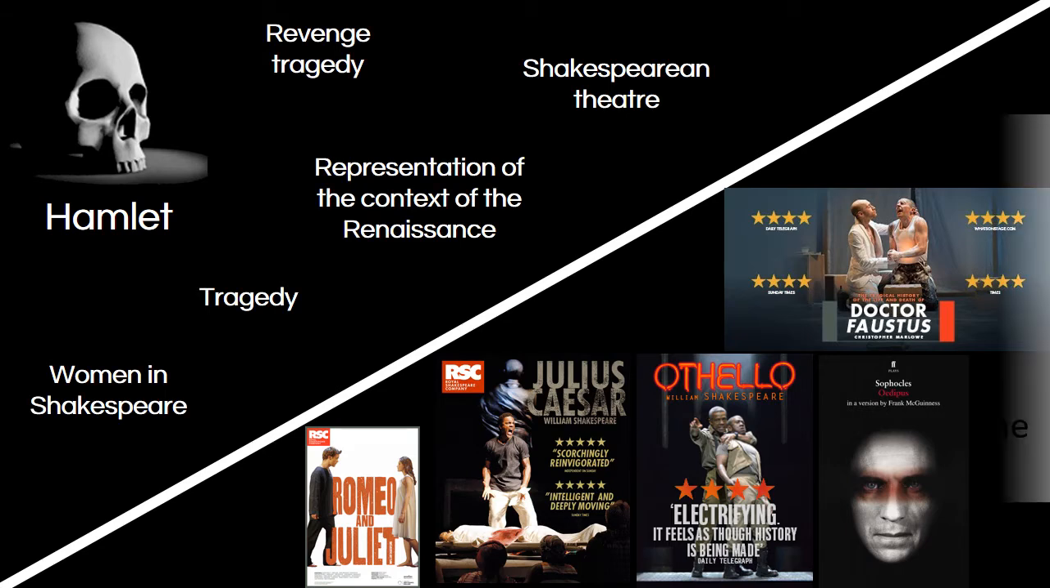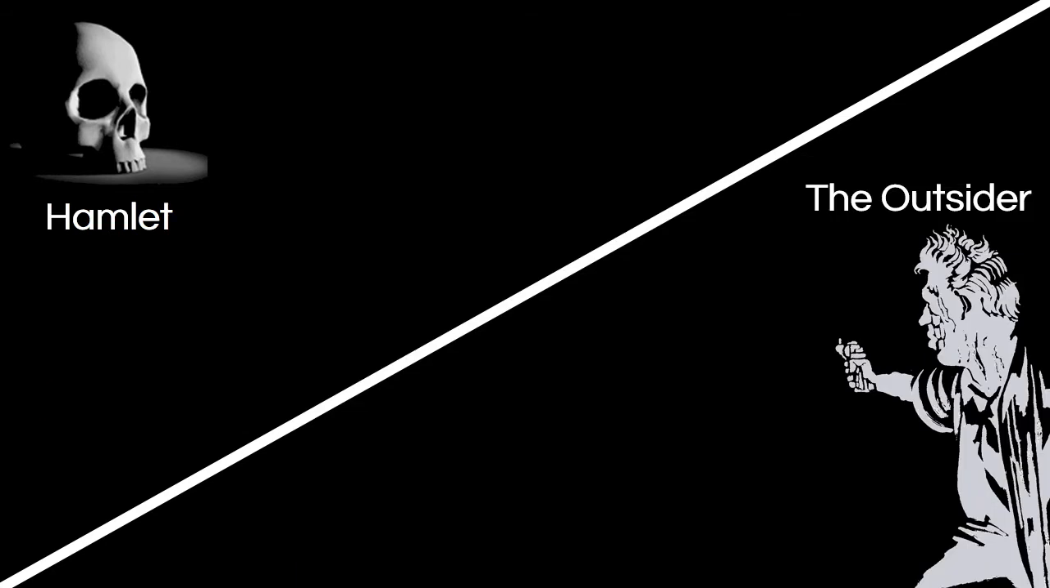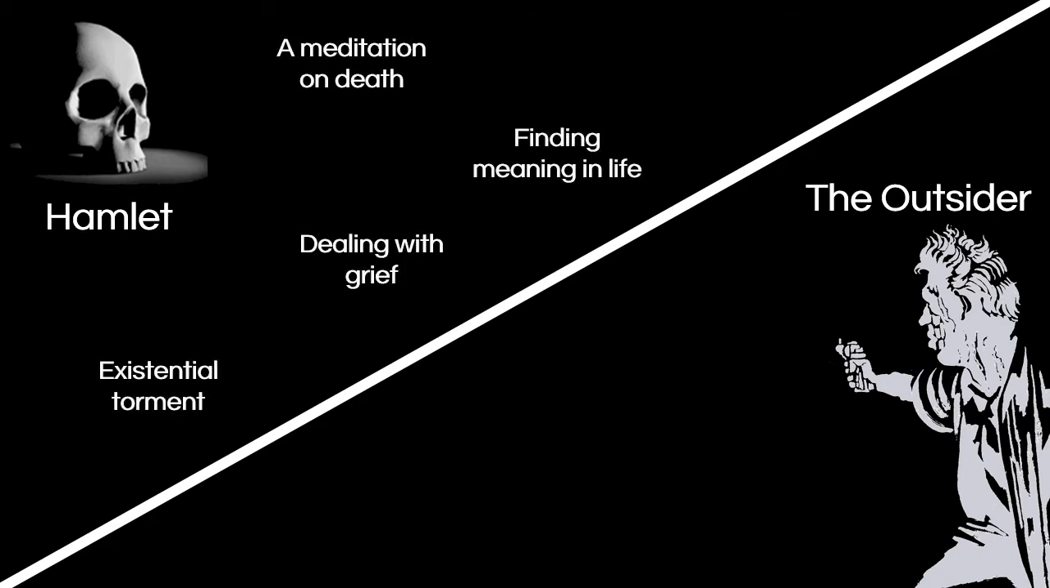The kinds of readings that could be activated from these intertextual readings would include the acceptance of fate, how women were placed in English Renaissance society, the nature of political power, and how tragedies work to evoke catharsis in the audience. But we might also look at some of the ideas we see in Hamlet. Hamlet could be regarded as a meditation on death, about finding meaning in life, dealing with grief. It's a play about existential torment. Now, a student did ask me what's the difference between finding meaning in life and existential torment, or even a meditation on death. I just like the sound of existential torment. It just sounds intellectual, I guess.